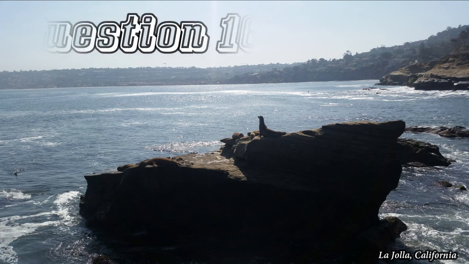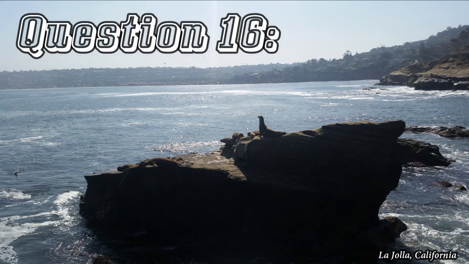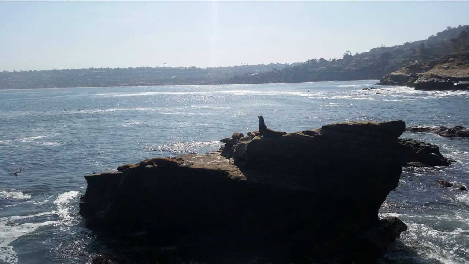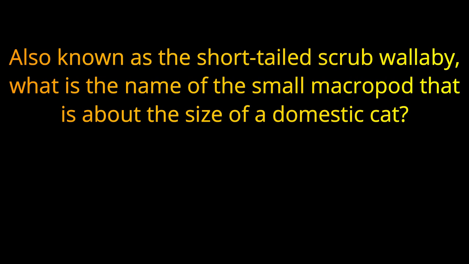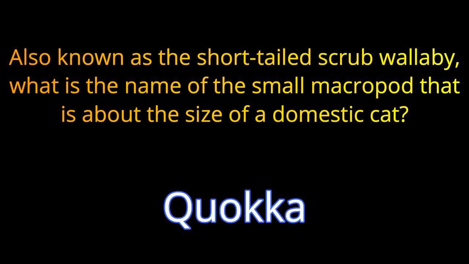Question 16. Also known as the short-tailed scrub wallaby, what is the name of the small macropod that is about the size of a domestic cat? The answer is a quokka.